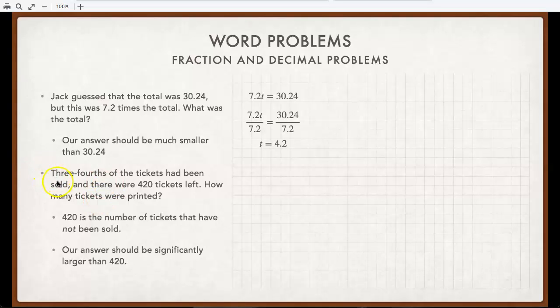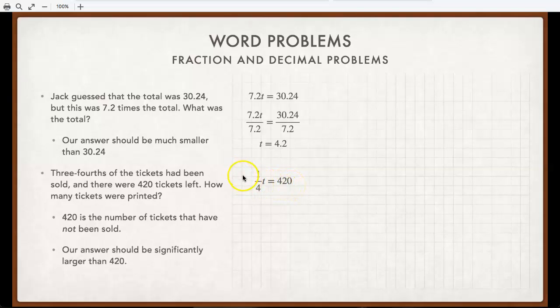So if 3/4 of the tickets have been sold, there will be 1/4 of them left. And if 1/4 of them is 420, we should end up with some original number that's larger. If you end up with a number that's close to 420 or smaller than 420, that doesn't make sense because how could there be more tickets left than there were printed? So we've got 1/4 of the tickets left. So 1/4 of, multiplication, the tickets, t, is 420 tickets.